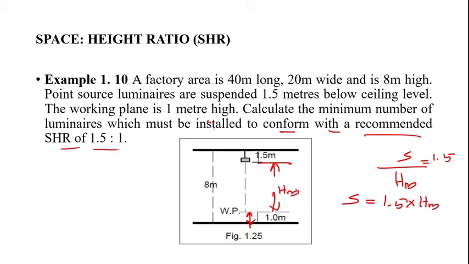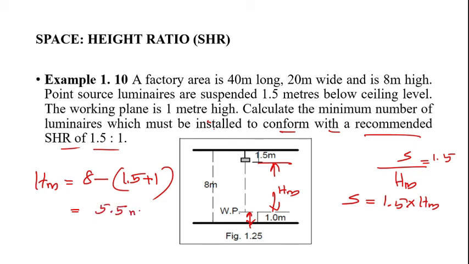That means HM will be equal to the total height 8 meter minus 1.5, which is the height at which the luminaire is situated, plus 1 meter, which is the height of the working plane. Then only you will get the mounting height. So that means 8 minus 2.5, that means 5.5 meter.